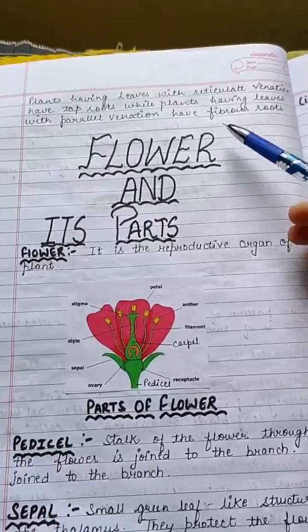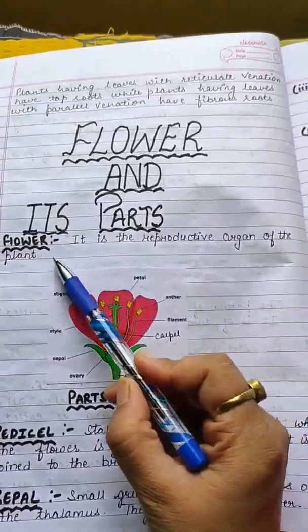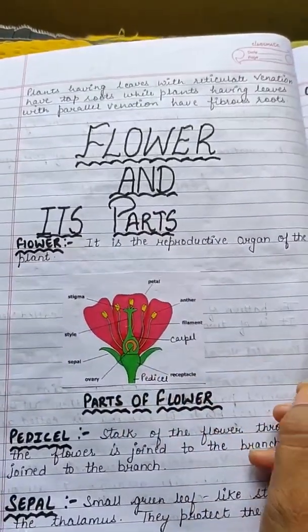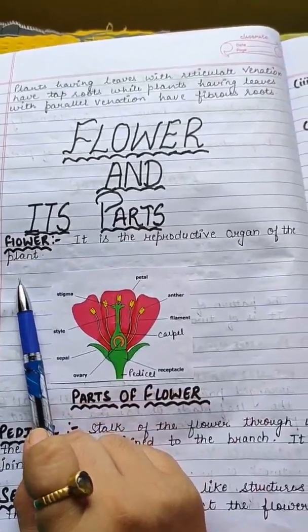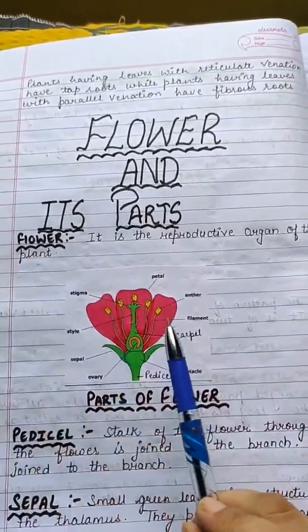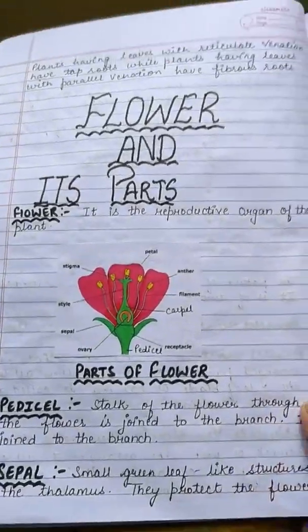Now, next is flowers and their parts. So what is a flower? It is the reproductive organ of the plant. A flower is also known as the reproductive organ of the plant. So these are the parts of a flower which we will discuss one by one.